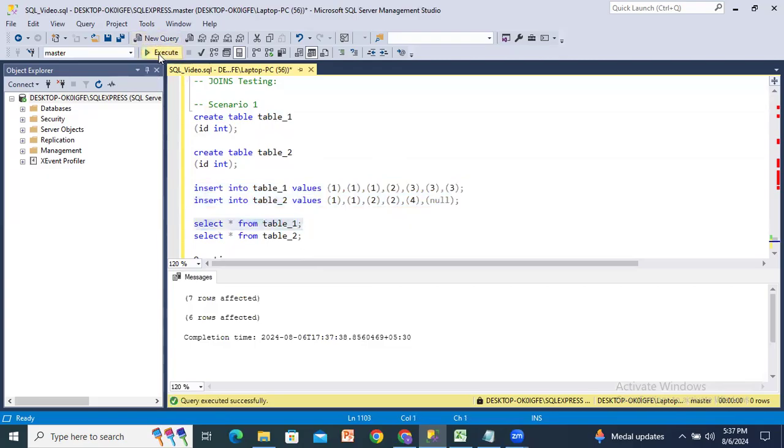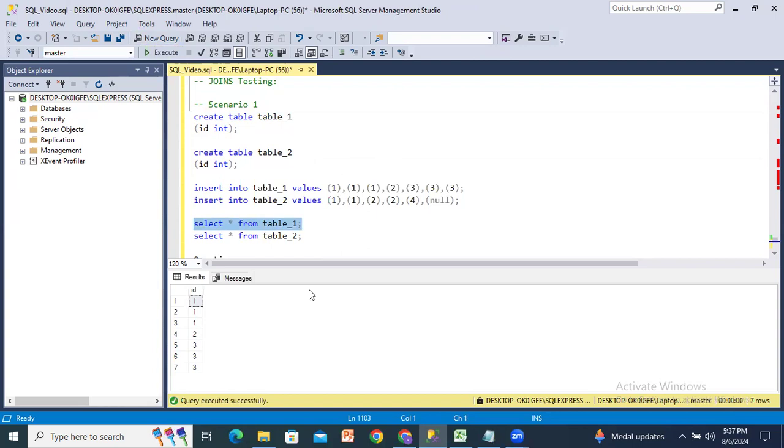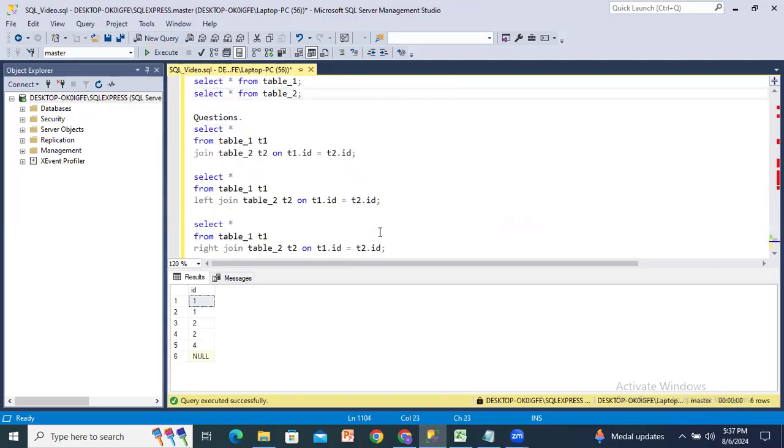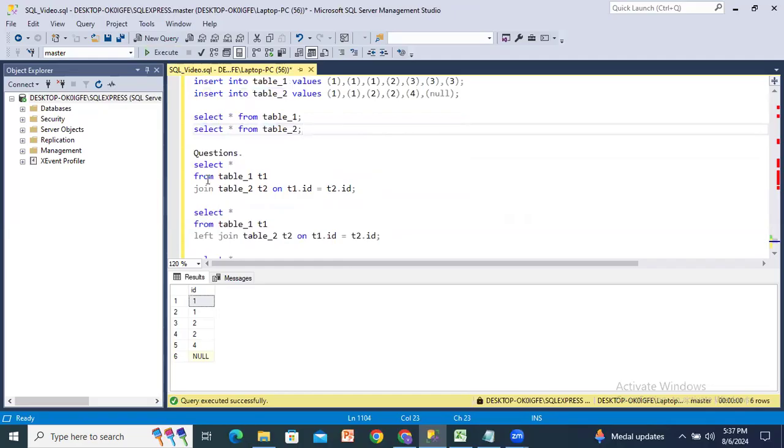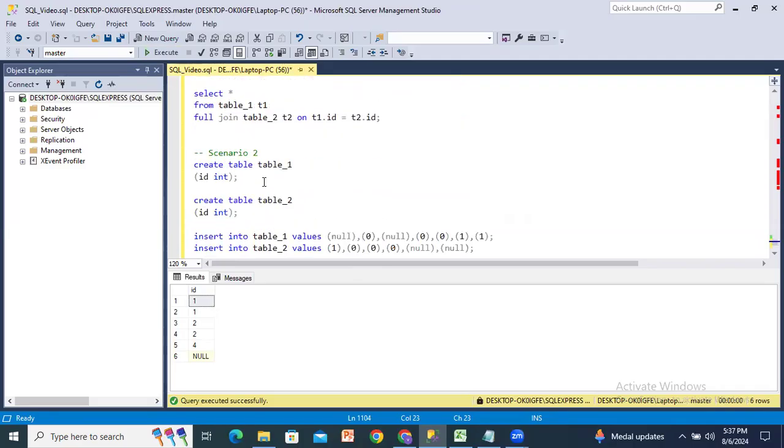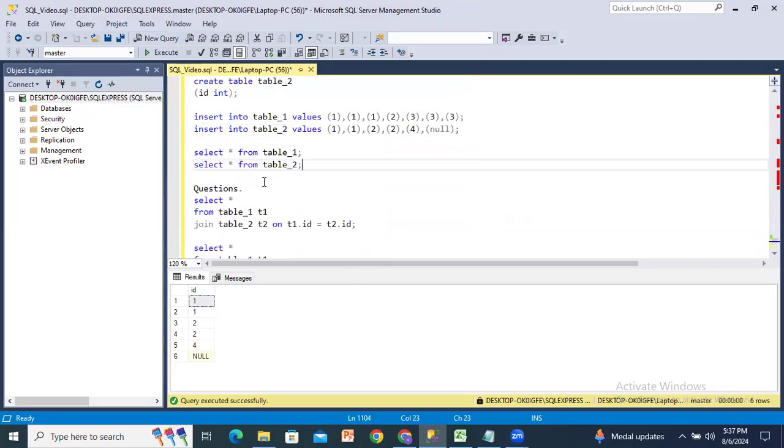And I'm inserting the same values. Check the values once. Table 1: 1, 1, 1, 2, 3, 3. Then table 2: 1, 1, 2, 2, 4, null. That is fine. Now select star from table 1 T1 join table 2 T2 on T1.id equals T2.id. This is the inner join, or just join, both are the same. Just execute this one. How many rows are we getting? 8 rows.